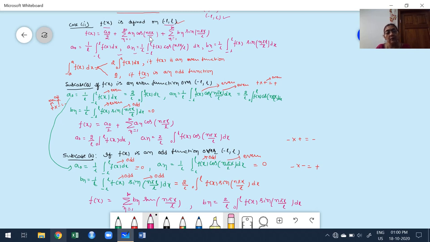And also, suppose the function is an odd function. What values are 0? a naught and an are 0, only bn remains, then we very easily get the construction of the Fourier series. I only have to find bn.